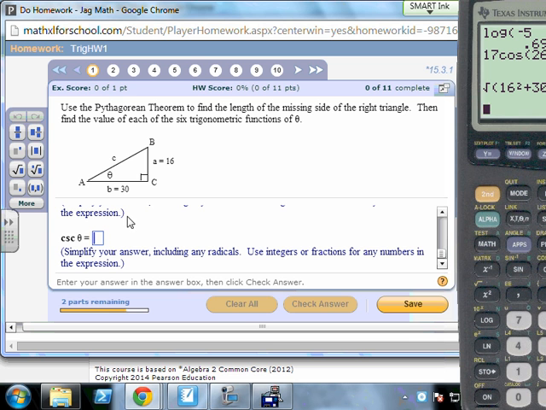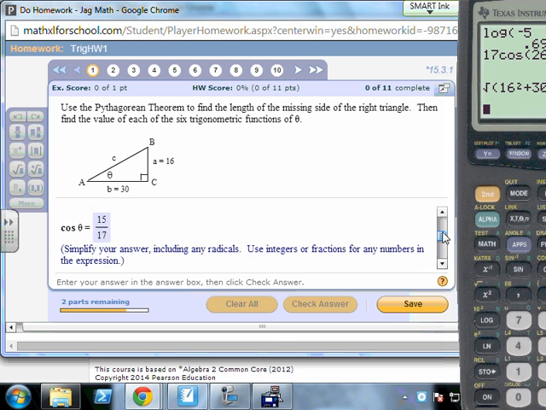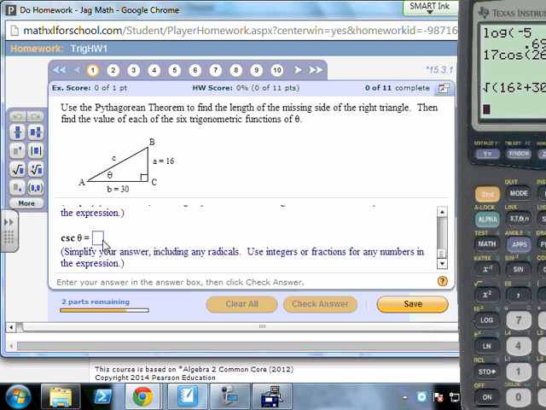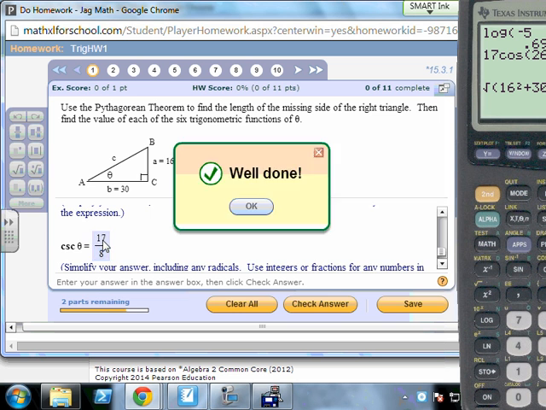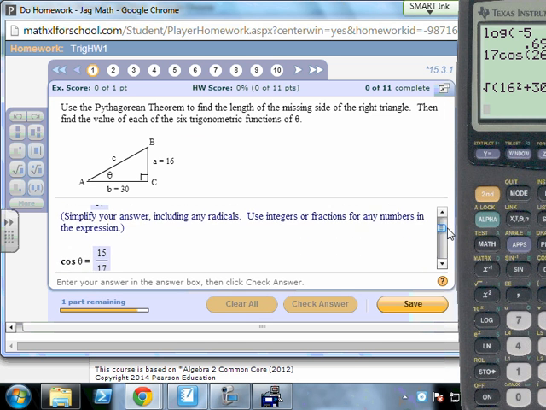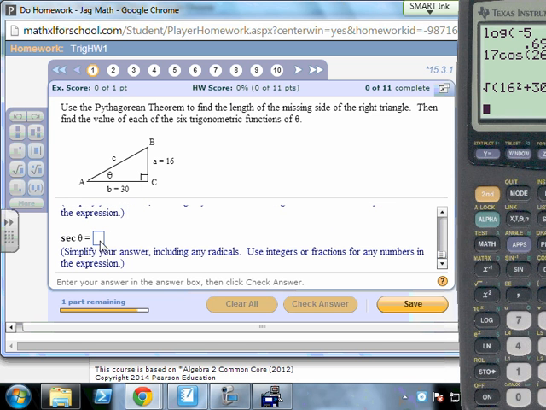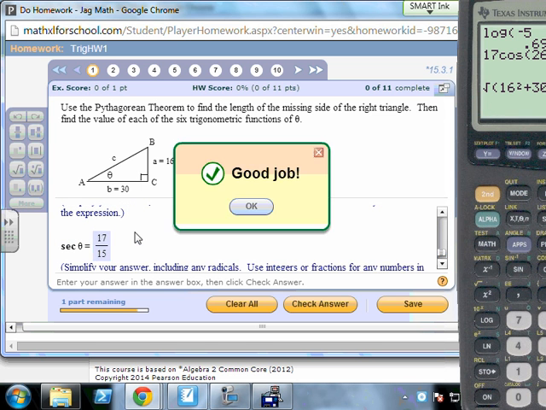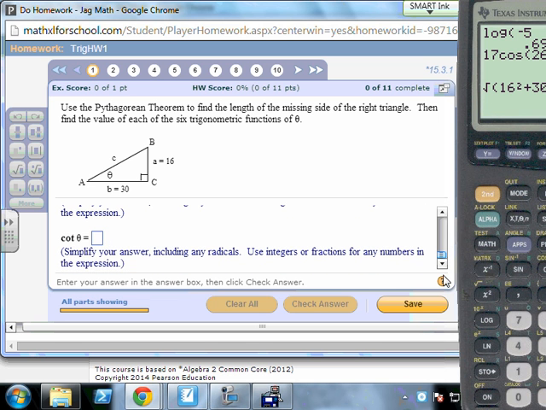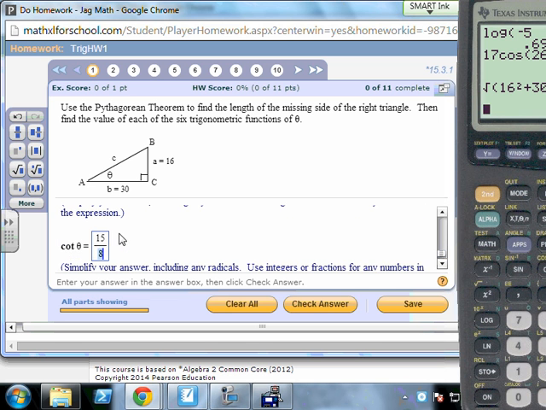Cosecant, is that the reciprocal of the cosine or the sine? So I look at my sine and I just flip that over. So it's just 17/8. So the secant is the reciprocal of the cosine. So I flip 15/17 over and I get 17/15. Bam. And then for the cotangent, I flip over my tangent. My tangent was 8/15, so I'm going to have 15/8. What do we think? Pretty easy? That one wasn't bad.